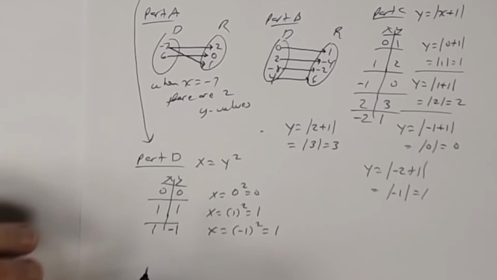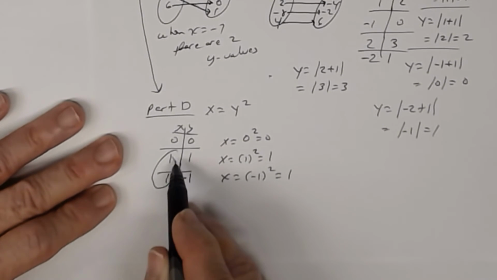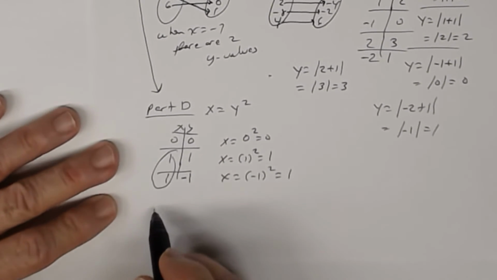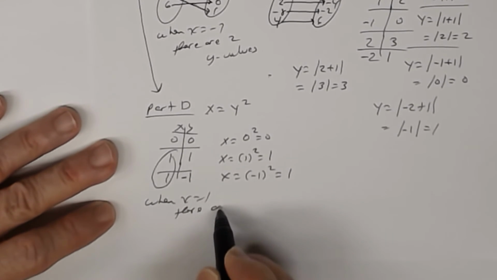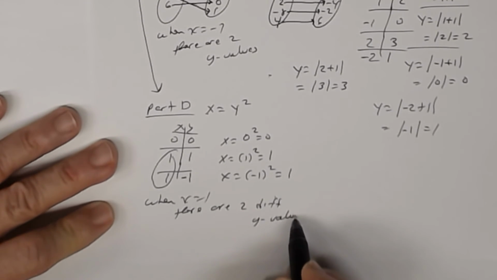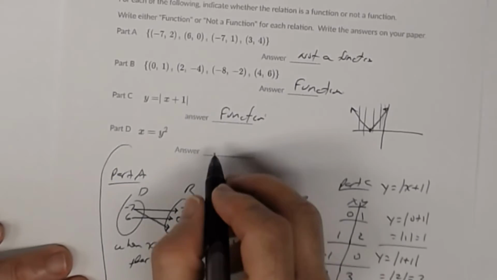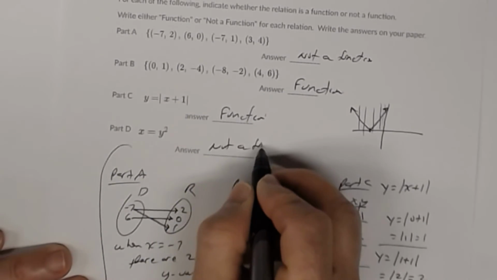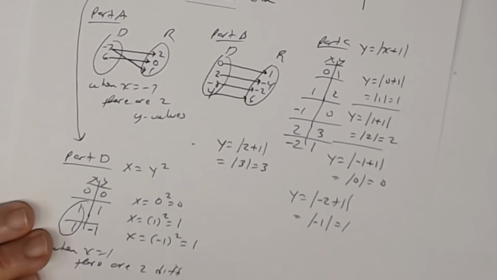Now this is where you can stop, because notice when x is 1, what do you see? I get two y values. When x is 1, there are two different y values. So therefore, this is not a function. That's not a function. So not a function. Okay? All right.